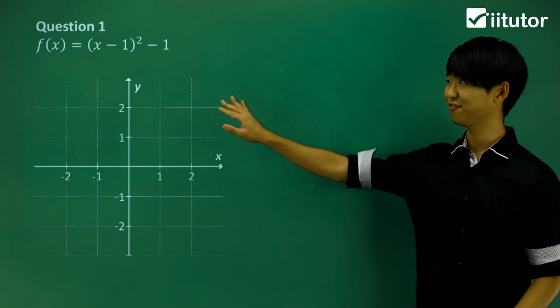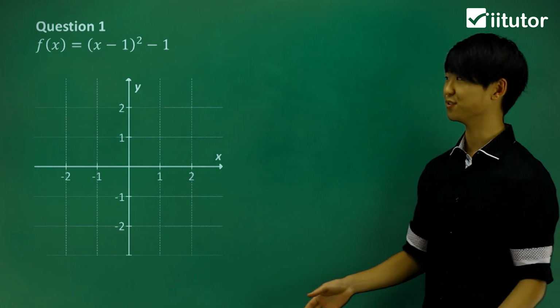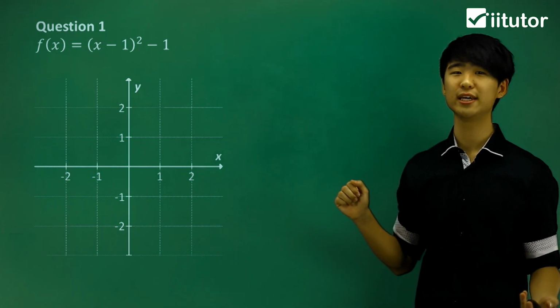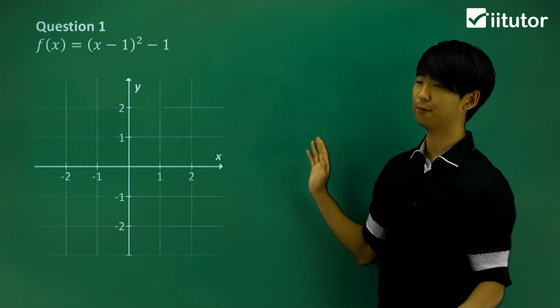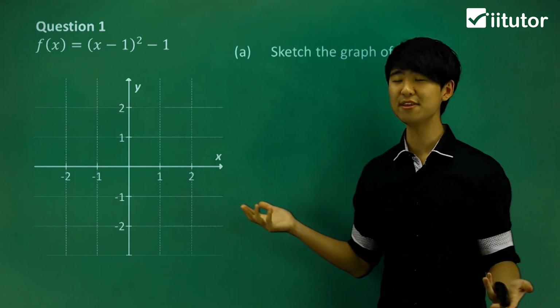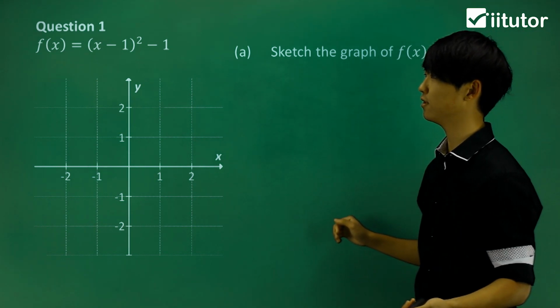We're going to look at this function here and try to determine its inverse function. The function we have here is f(x) equals (x minus 1) all squared minus 1. Now in part A, the first thing I'm going to do is try and sketch this function. So let's sketch f(x).